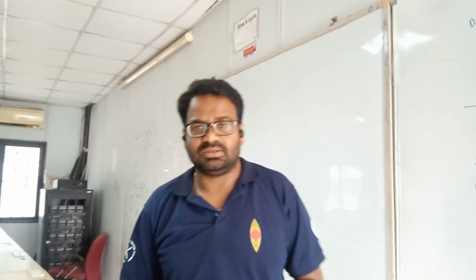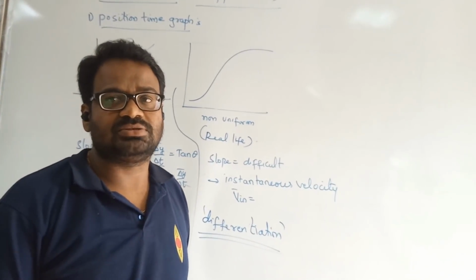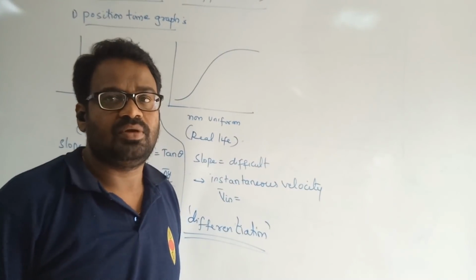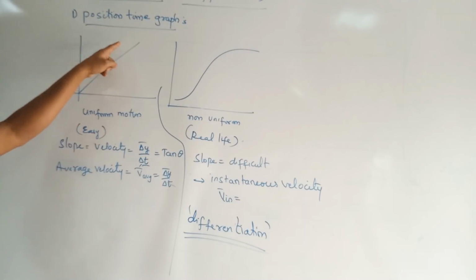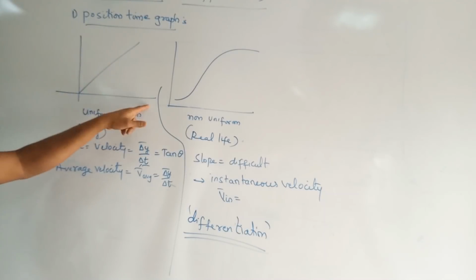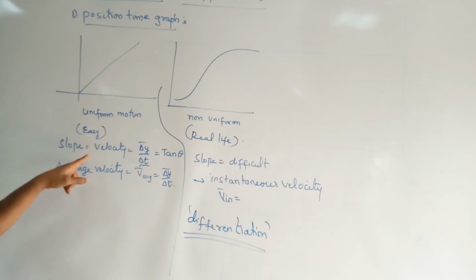Getting back to this part, let me just say what you have learned in the previous chapter. You have learned position-time graphs, of which I have shown you three graphs, and I am taking two here. Clearly, one kind of graph is a straight line passing through position and time, called uniform motion, a straight line with a certain slope.